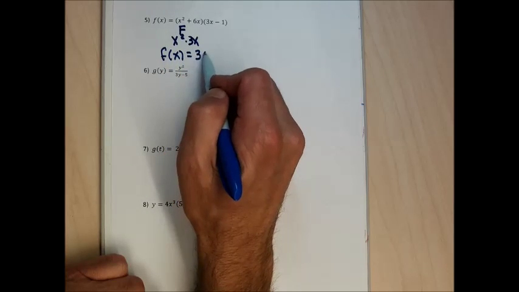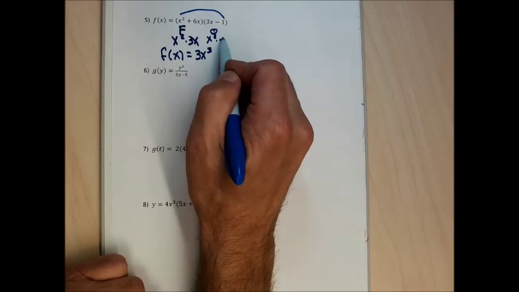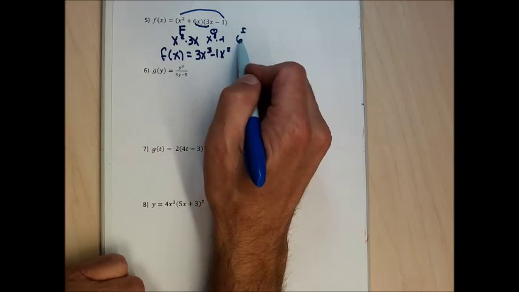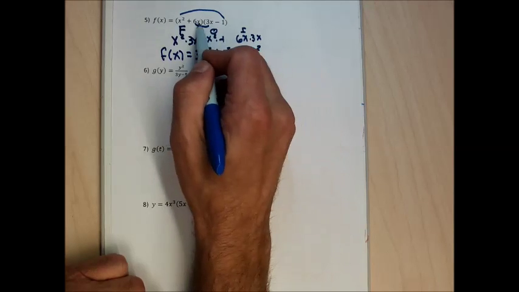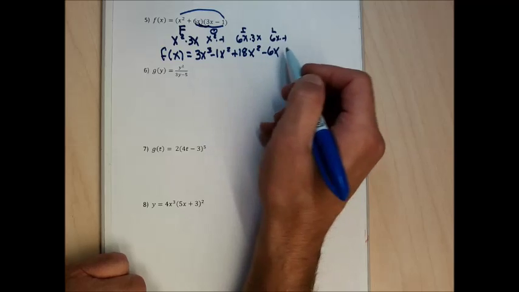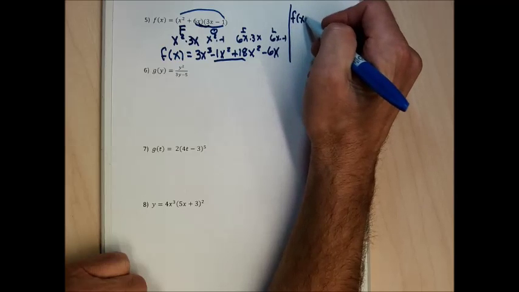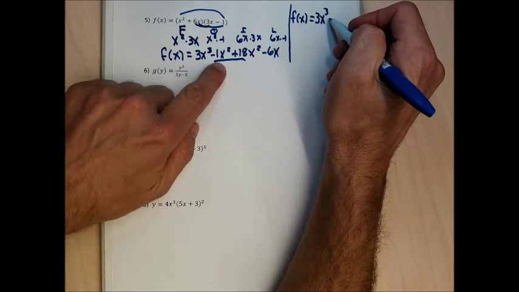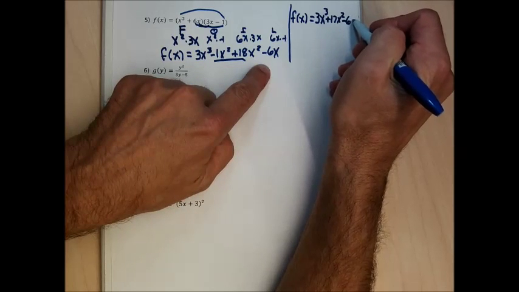which is going to be 3x cubed. Outers are x squared times minus 1, which is minus 1x squared. Inners are 6x times 3x, and that's 18x squared. And last are 6x times minus 1, which is minus 6x. If I combine the outers and the inners, I can rewrite this problem as f of x equals, the first term is going to be 3x cubed, middle term is going to be positive 17x squared when I combine the outers and the inners, and the last term is minus 6x.